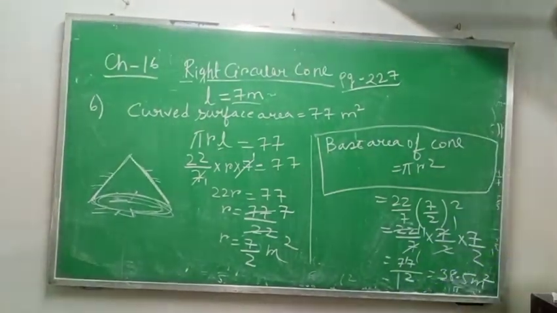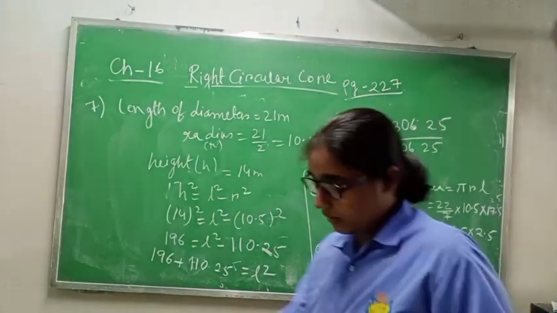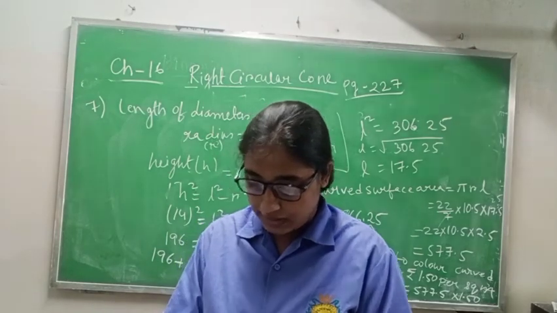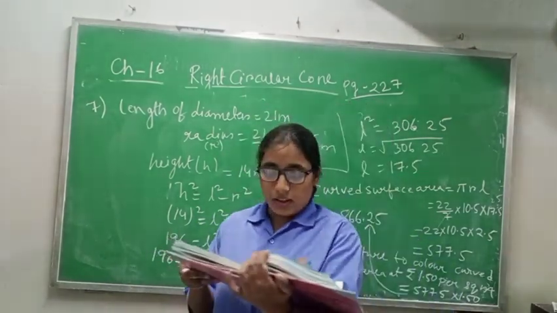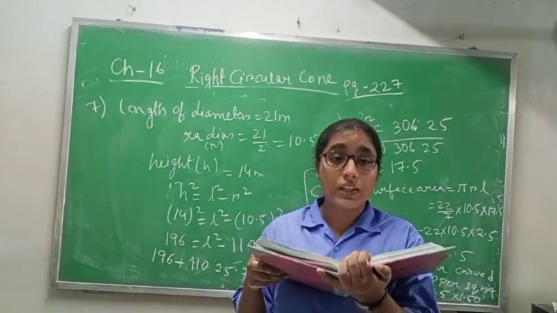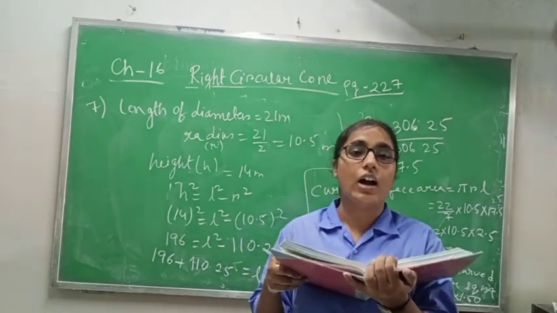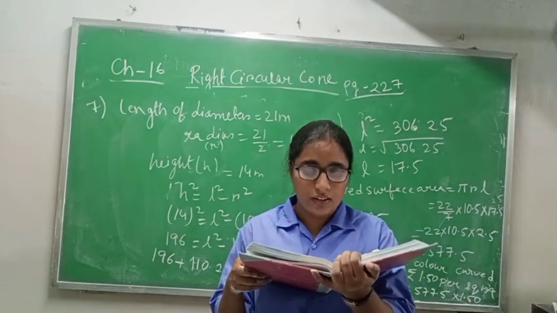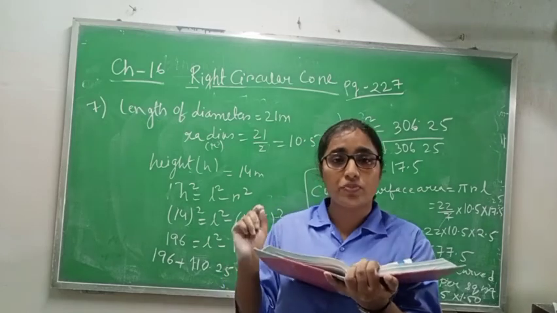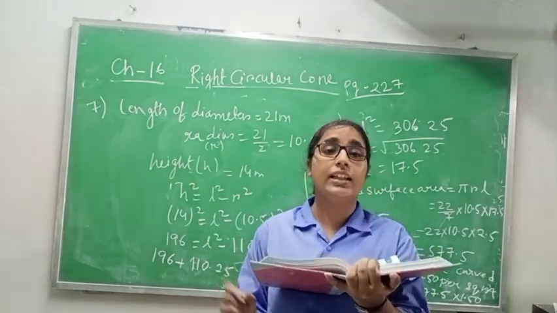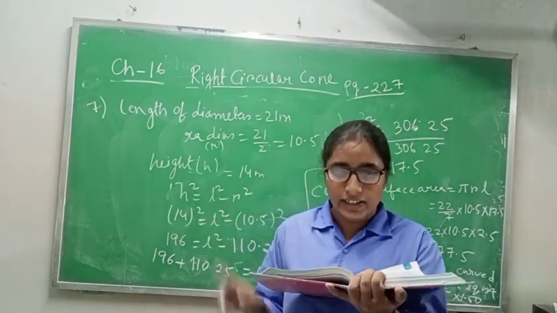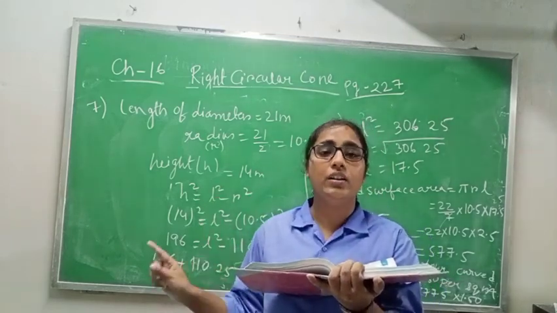Copy this one. Class 10C, question number 7. There is some mistake in the question. Please correct that one. I am telling you what the mistake is. The base area of a right circular cone is 21 meter. So please cut base area and in place of base area write length of a diameter. The question is wrong. In place of base area it must be length of a diameter.